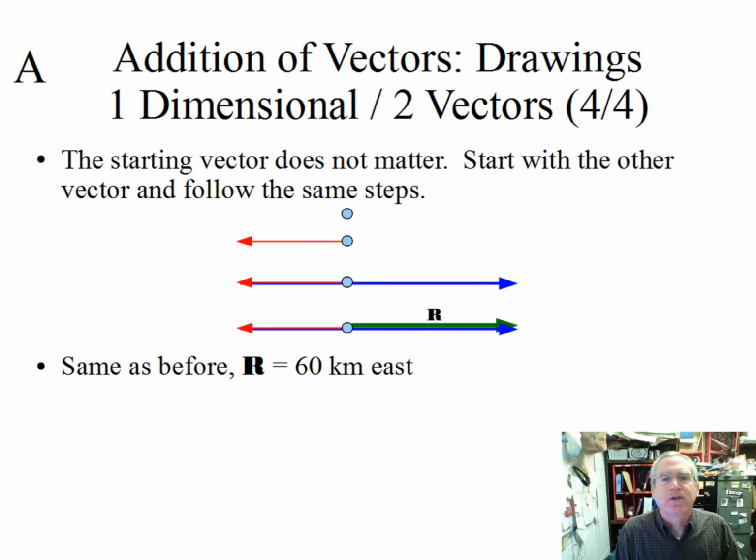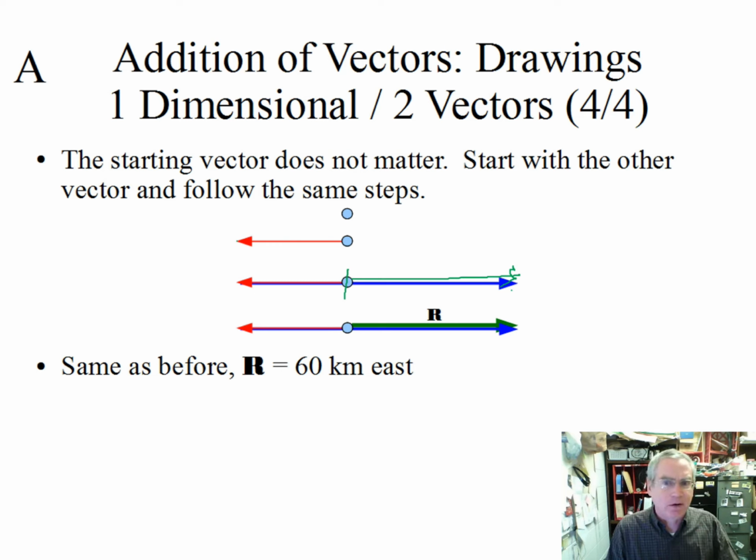If I had done it the other way, starting with the west vector, the red vector first, I'd end up here, and then I put the tail of the blue vector at the head of the red vector, and I end up in the same place as before. Ultimately, my resultant is from where I started to where I ended, and it's still 60 kilometers east. It doesn't matter which one you do first. This is known as the commutative property of addition, so the way you would more formally word it is that the commutative property of addition holds for vectors.